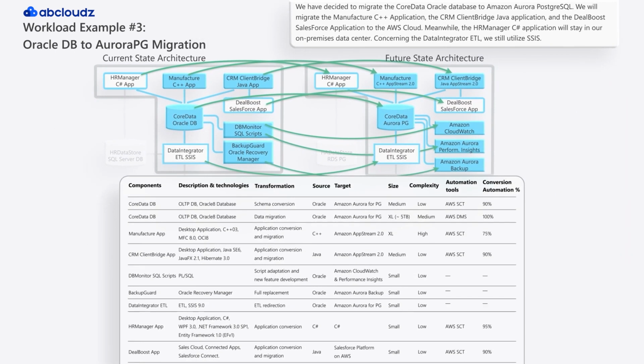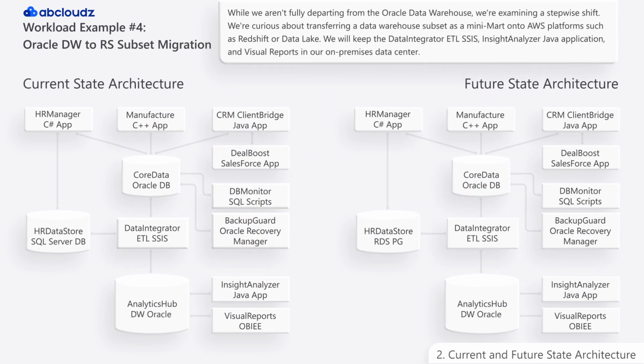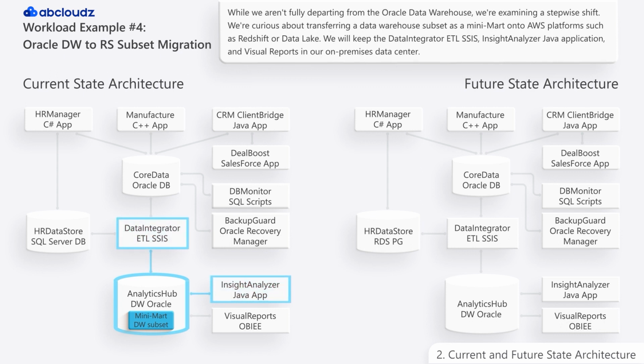In the fourth scenario, the client is considering a partial shift while not fully breaking from their Oracle data warehouse. They're interested in migrating a segment of their data warehouse to AWS platforms like Redshift or Data Lake, but plan to keep the Data Integrator ETL SSIS, Insight Analyzer Java application, and Visual Reports on premises.